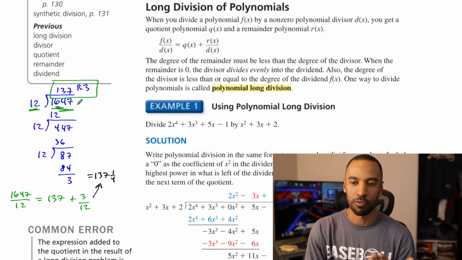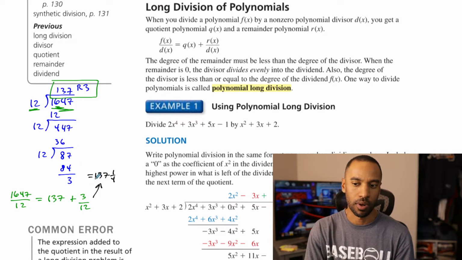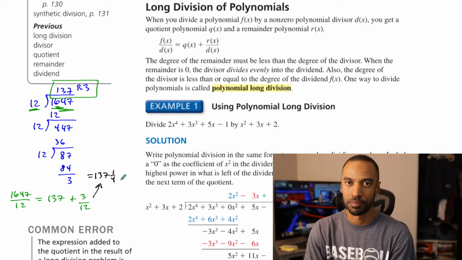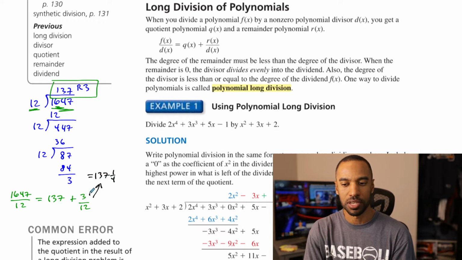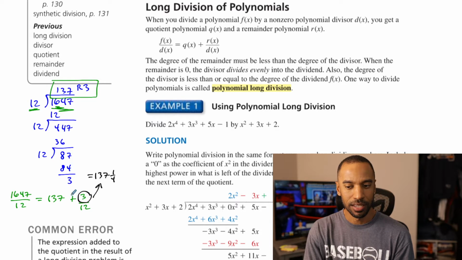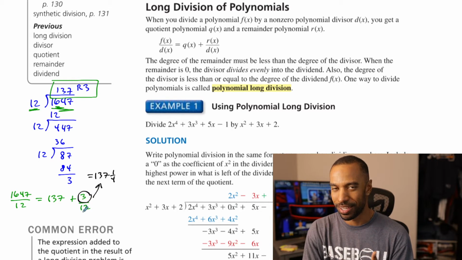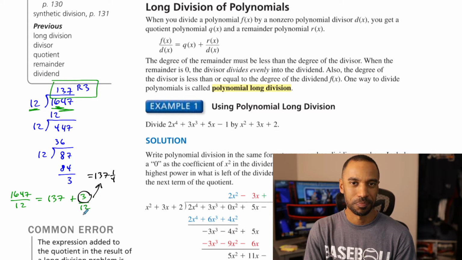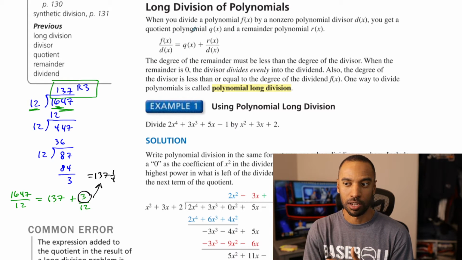Like if I type 1647 over 12 in my calculator, I'm going to get 137.25, right? But that's how the remainder works, guys. The remainder is added to your thing, provided that it's being divided by your divisor. And that's how our polynomial long division is going to go.